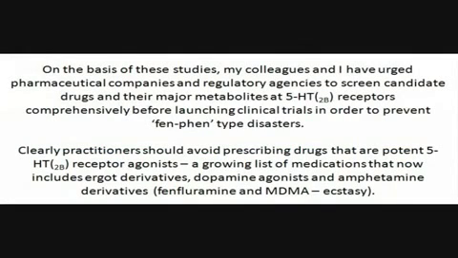On the basis of these findings, my colleagues and I have urged pharmaceutical companies and regulatory agencies to screen candidate drugs for the 5-HT2B receptor interactions comprehensively before launching clinical trials in order to prevent fen-phen type disasters. Clearly, practitioners should avoid prescribing drugs that are potent 5-HT2B receptor agonists. A growing list of medications that now includes ergot derivatives, dopamine agonists, and amphetamine derivatives, including fenfluramine and methylenedioxymethamphetamine, MDMA, or ecstasy.